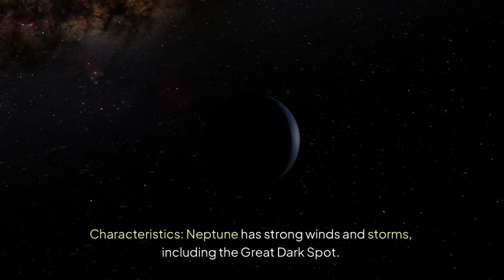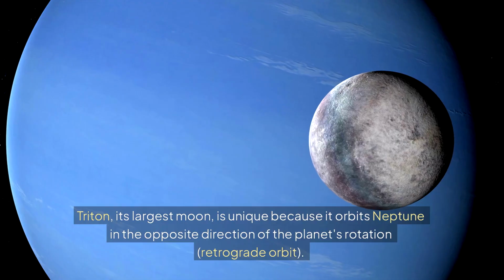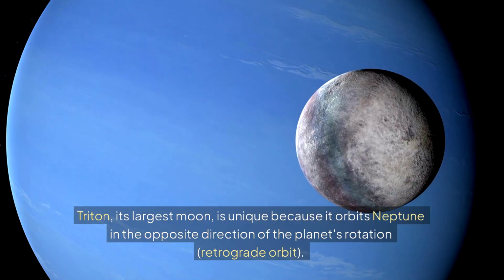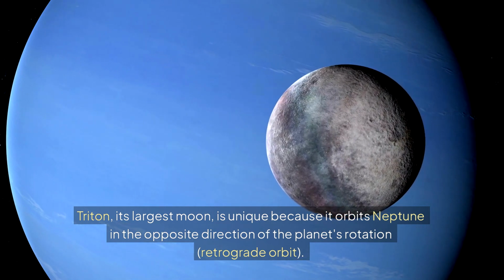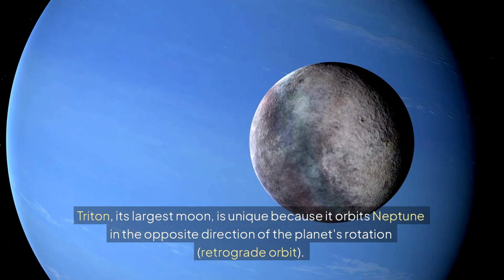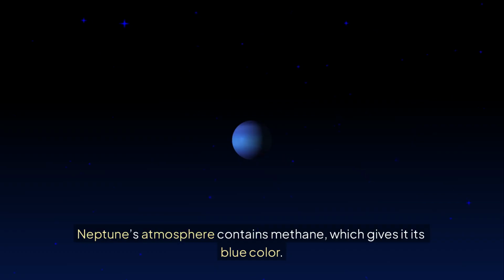Neptune has strong winds and storms, including the Great Dark Spot. Triton, its largest moon, is unique because it orbits Neptune in the opposite direction of the planet's rotation, a retrograde orbit. Neptune's atmosphere contains methane, which gives it its blue color.